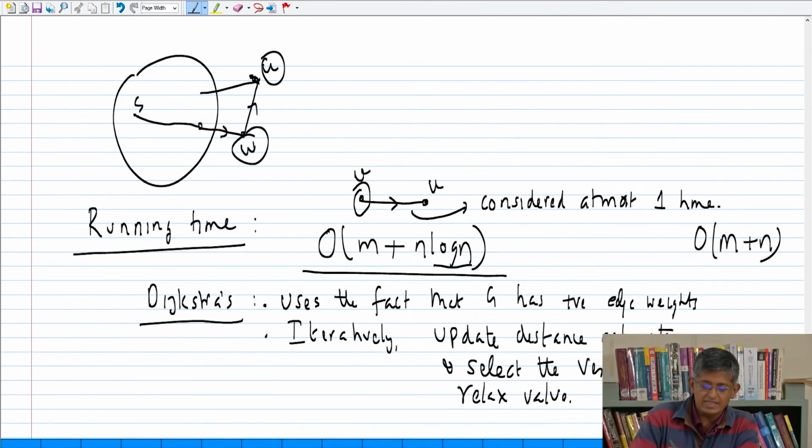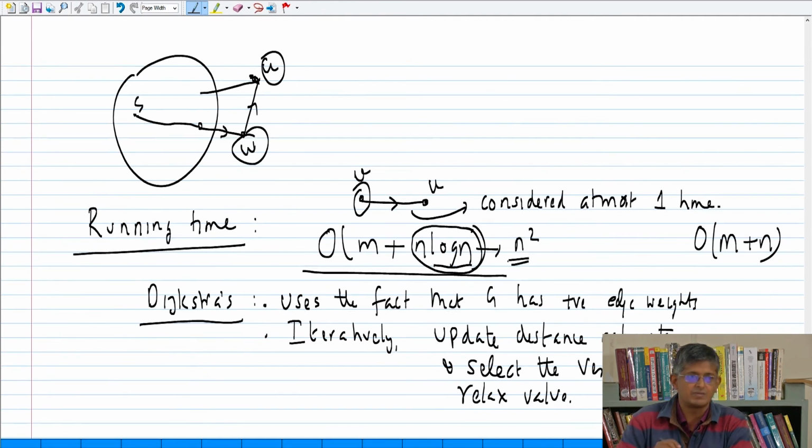You can also try and see if you don't worry so much about the heap here, you just have to pick the minimum valued element from an array, and you can get an easy n square kind of an algorithm, but that's something that we don't worry about. So we just assume that the values are stored in the heap.